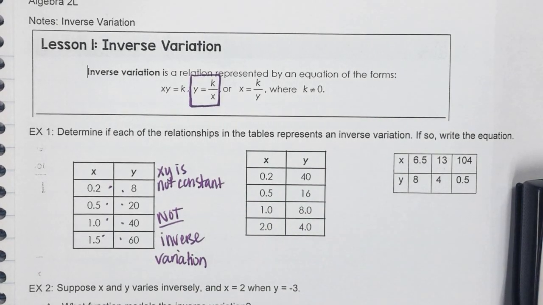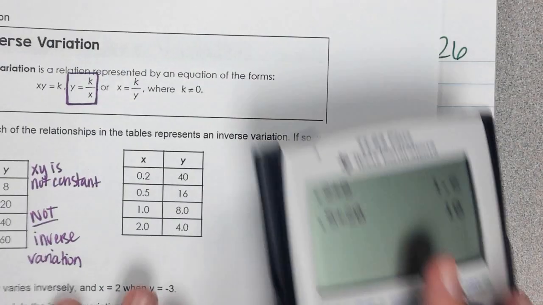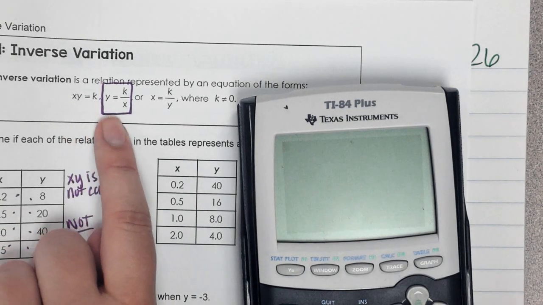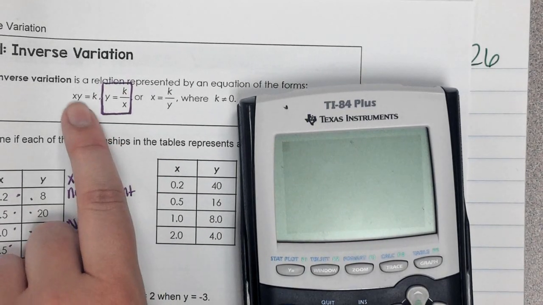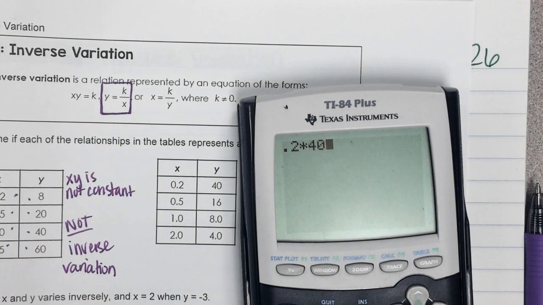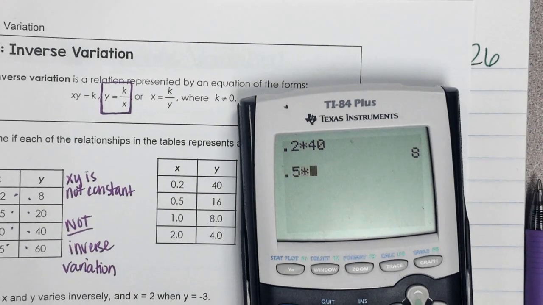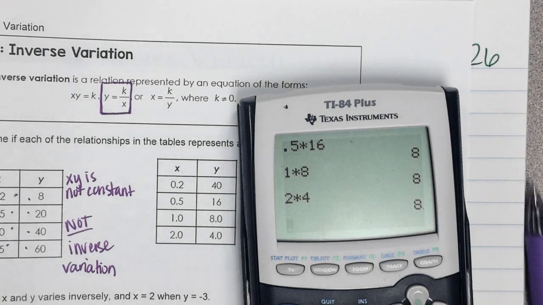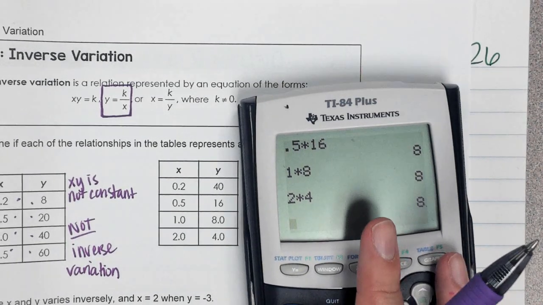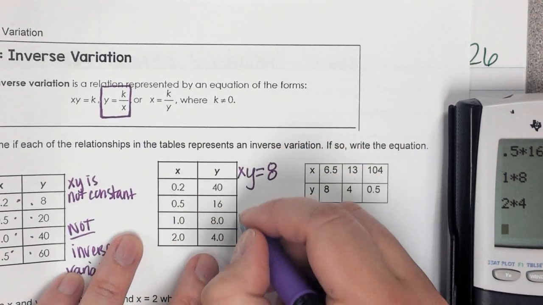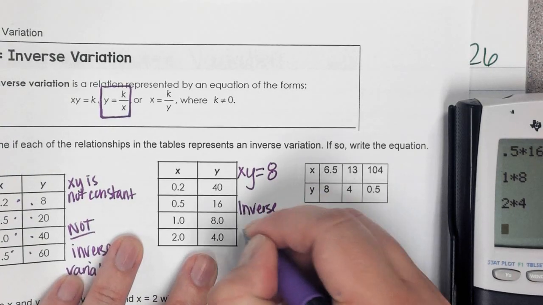Okay? All right, let's look at the next table. Let's see if this one is. Okay, so all you do is multiply X times Y. Because if I look right to the left of the equation that I put a box around, that tells us X times Y is equal to K. So 0.2 times 40 is 8. 0.5 times 16 is 8. 1 times 8 is 8. And 2 times 4 is 8. Okay, so is this inverse variation? Yes, because in this case, xy equaled 8, so this is inverse variation.